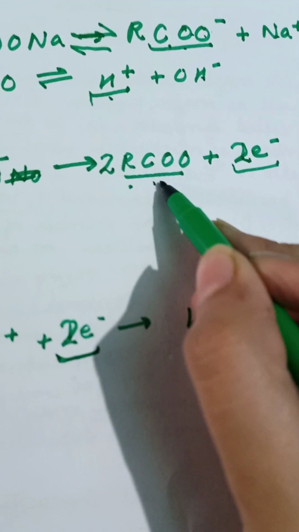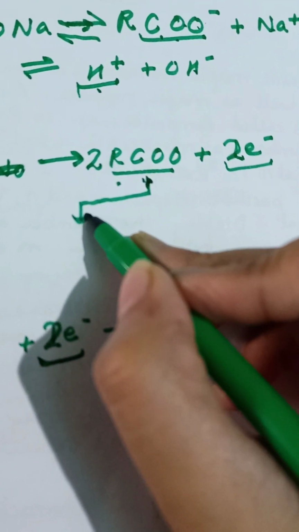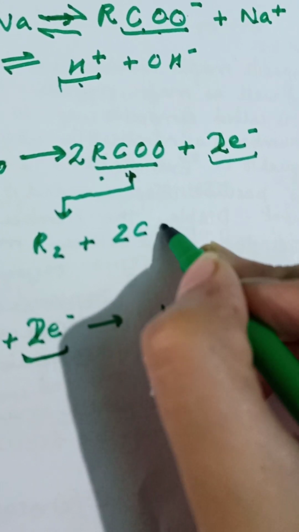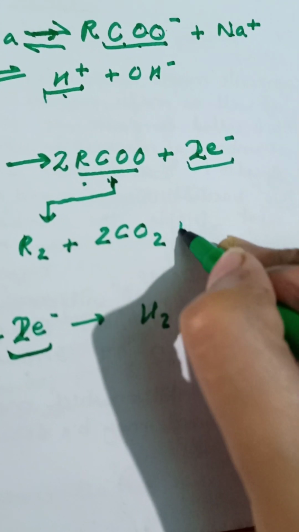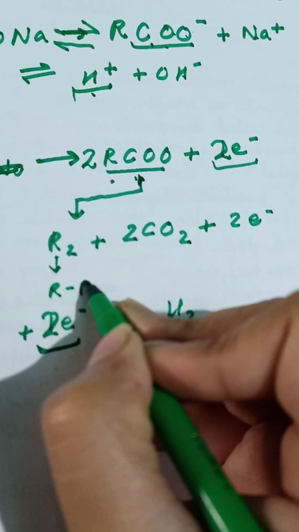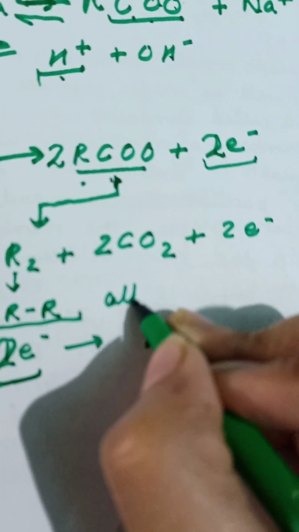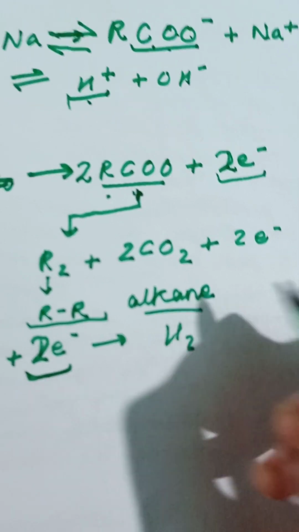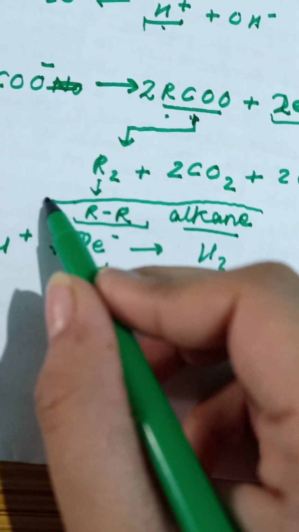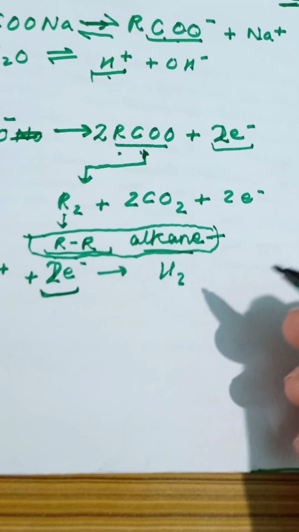Now this can be further decomposed into R2 plus 2CO2, and plus 2 electrons are there. This is our R-R. See, we got a symmetrical alkane. So this is in particular what we get through Kolbe's electrolysis, an alkane.